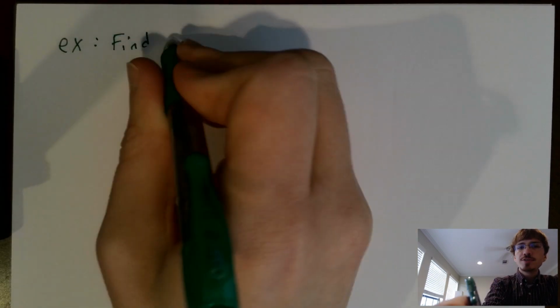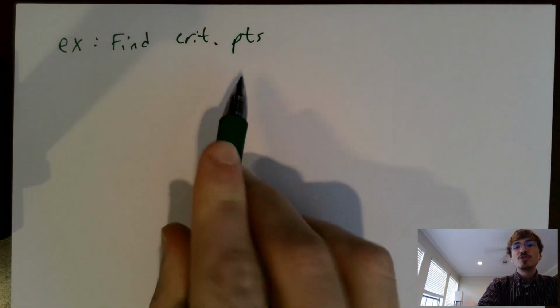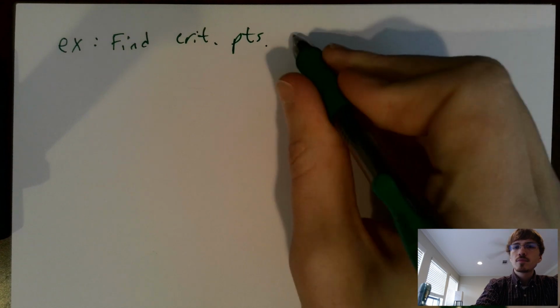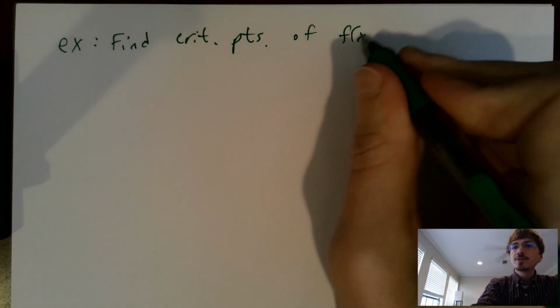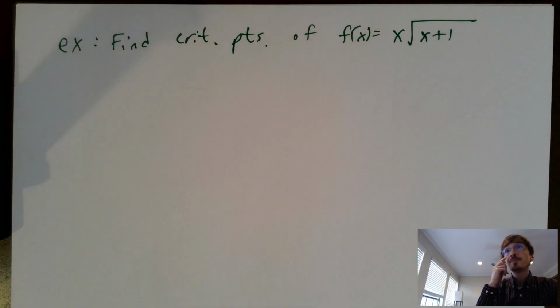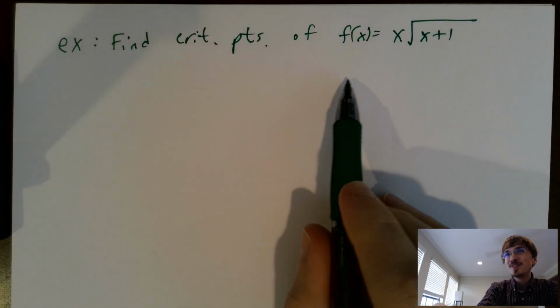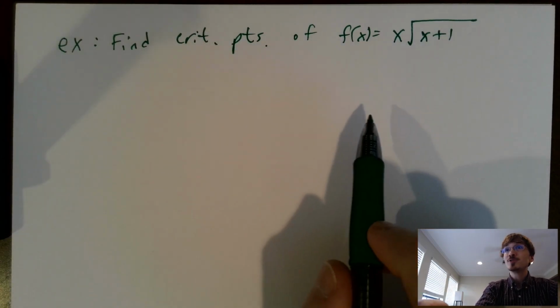Find the critical points. I'm going to abbreviate, that's just critical points, of f of x equals x times the square root of x plus 1. Okay? Remember, what do we need to do? We need to find the places at which the derivative of f is 0 or does not exist. So pause the video, try to solve this problem yourself.